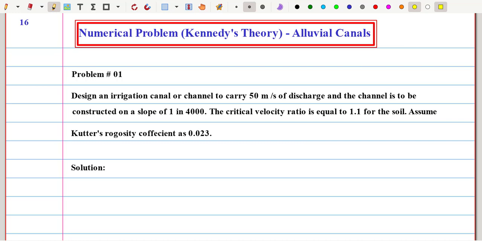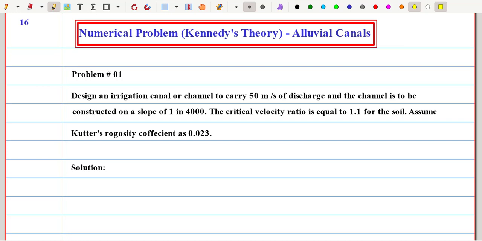So we need to design a canal carrying 50 meter cube of discharge. The discharge Q is given to us, which is 50 meter cube per second, the discharge capacity of the channel. And the channel is to be constructed on a slope of 1 in 4000. This slope is the bed slope.